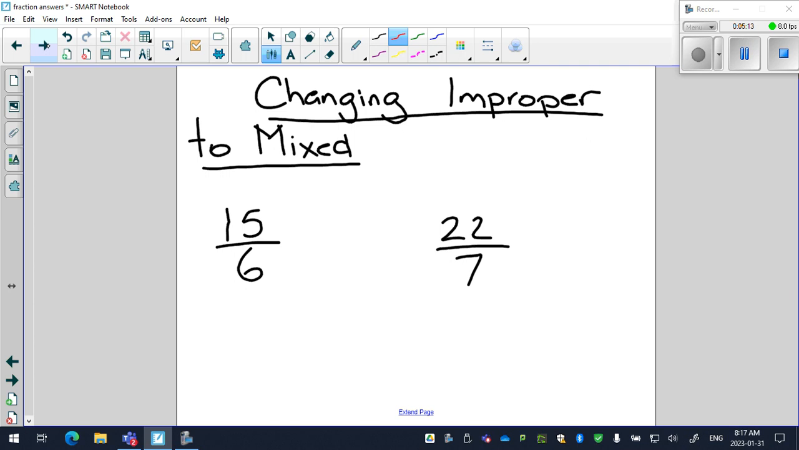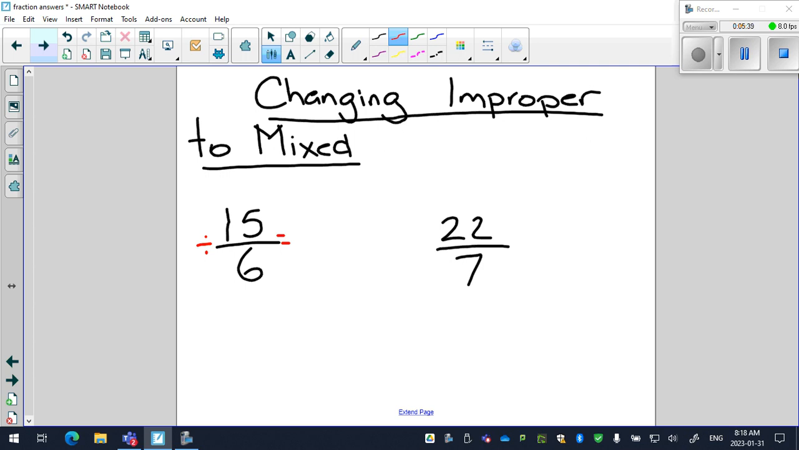Not as common, but sometimes you'll be asked to change improper to a mix. So in this case, what we're really seeing is we have 15 pieces of 6. And we want to know, okay, how many whole numbers do we have in there? What is our mixed fraction from it? Well, the first thing to do is to see how many times 15 can be divided by 6 evenly. So how many times will 6 fully go into 15?